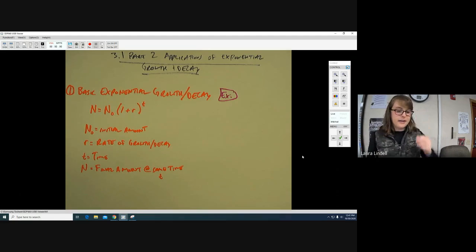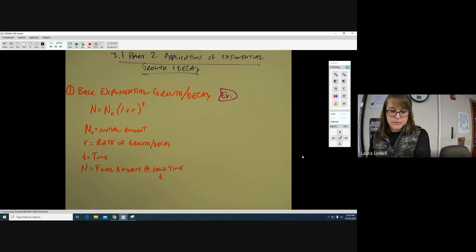Or you'll hear things with cells that reproduce at an exponential rate. They divide and continue to make more and more cells. Or you might see things like radioactive things decaying, and so becoming less and less radioactive over time. So those are some examples of things that can grow and decay exponentially.